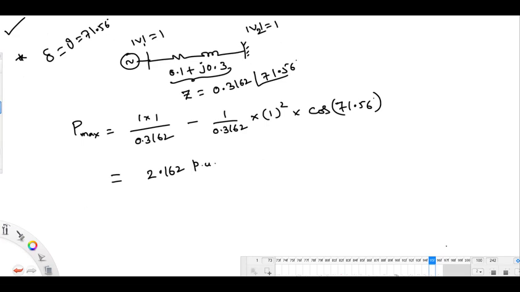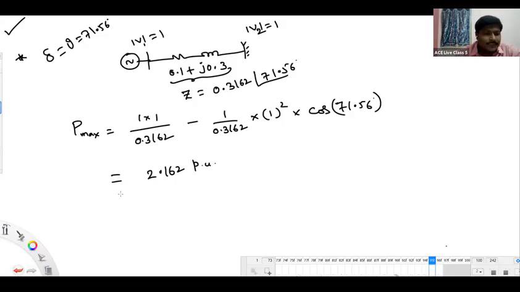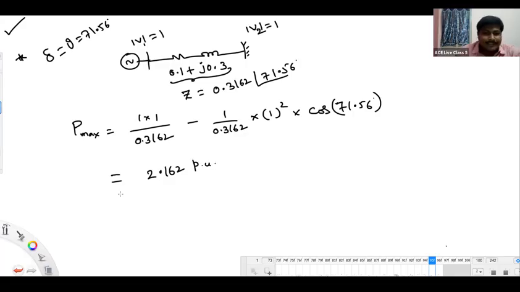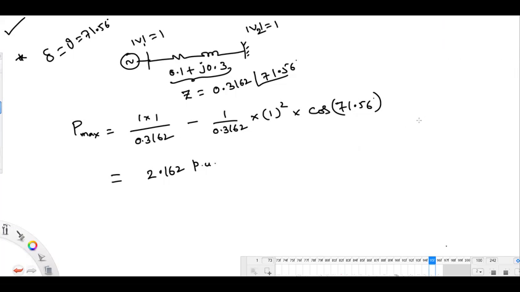Sir, can we comment on stability margin if Pmax increases, or does the stability margin depend on the given system conditions? What is the formula for stability margin? Pmax minus the power flow. Since Pmax is changing, definitely stability margin will change for a given power flow.